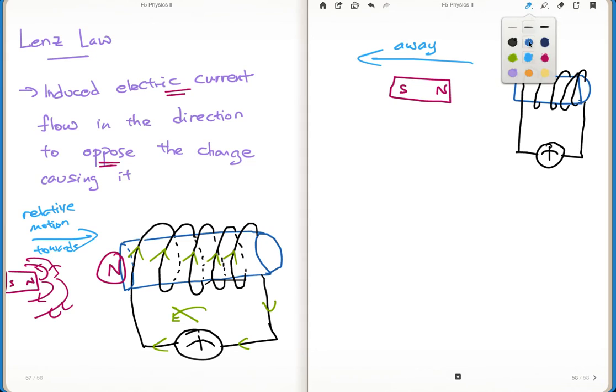what happened? This is north. When you move away, the current will flow in a direction to try to bring it back, so you have a south pole. In order to get a south pole, using the right hand grip rule, all four fingers point down. So you get a south pole in that direction, so the needle goes to the right. Okay, so this is what Lenz's law says, and this is how the induced current flows.